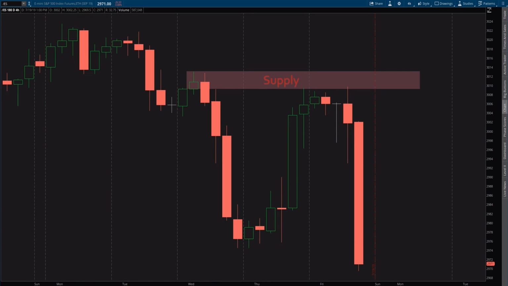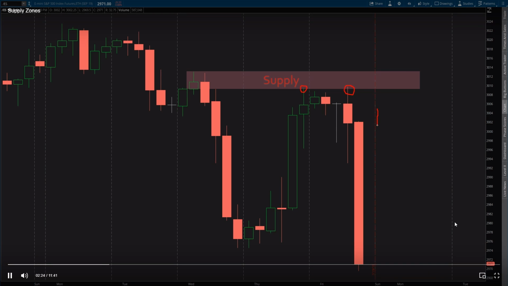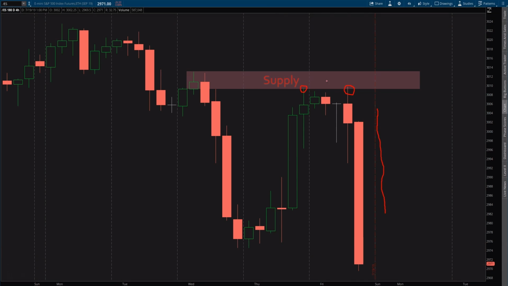As you guys can see, this is the same chart. Look what happens when price entered this zone. We get our first rejection, some unfilled orders get filled here, right? Then the same day, we get another rejection from the supply zone, and look how strong and violent this move is to the downside, right?